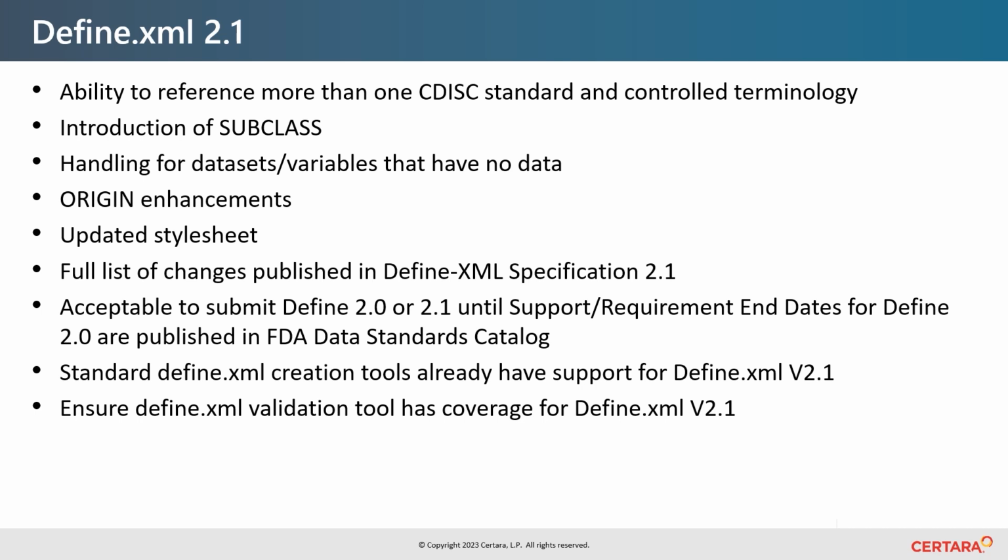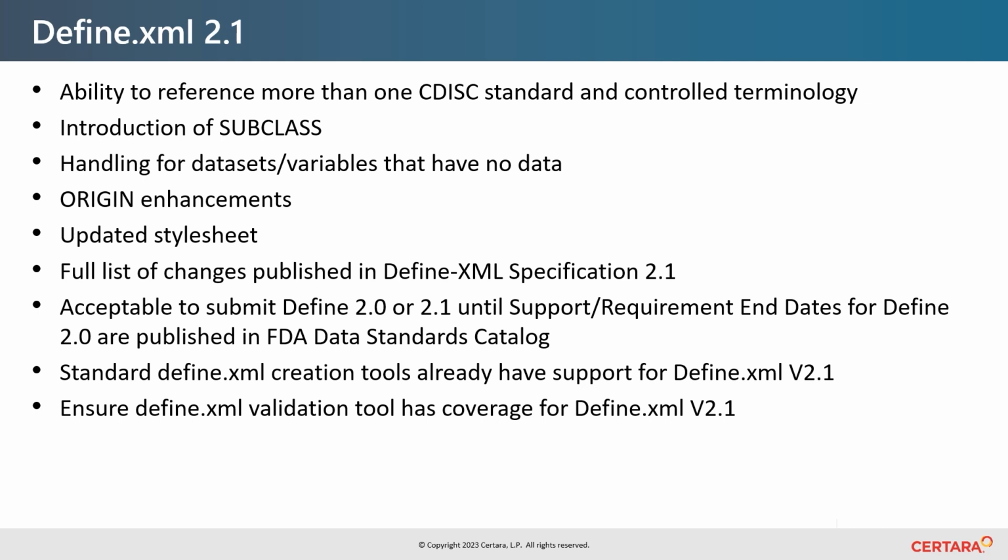In addition, whenever a dataset or variable is flagged as being empty, a comment becomes conditionally required to explain why no data is present. When this flag is set, the Define.xml style sheet will show "no data" next to the dataset or variable to indicate that it is empty. Origins were also enhanced to include both type and source, although for SEND datasets only origin type is used. A full list of changes in Define 2.1 is included in the Define 2.1 specification, available from the CDISC website.